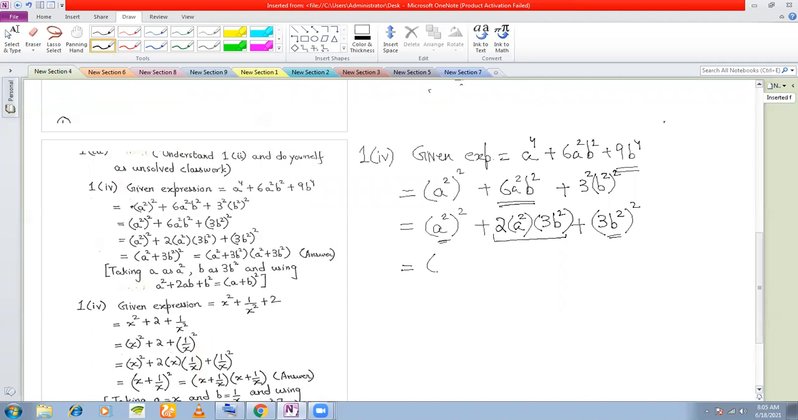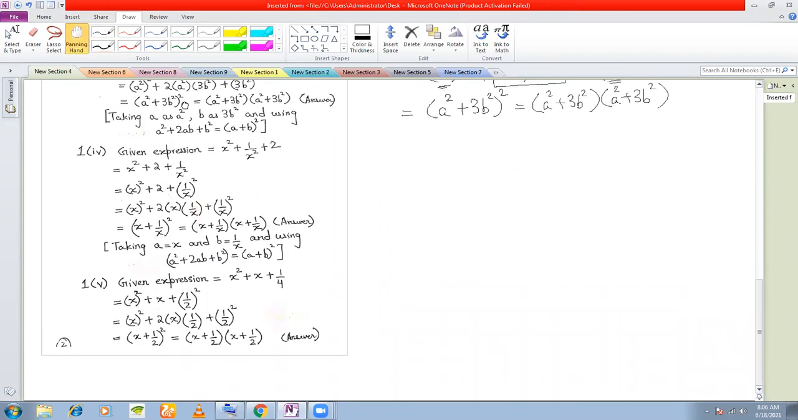So that means this now can be written as a plus b whole square. Okay, so that means this now can be written as a square plus 3b square into a square plus 3b square. And that is, we have factorized this. We have factorized this using which identity? A plus b whole square is equal to a square plus 2ab plus b square. Fine.